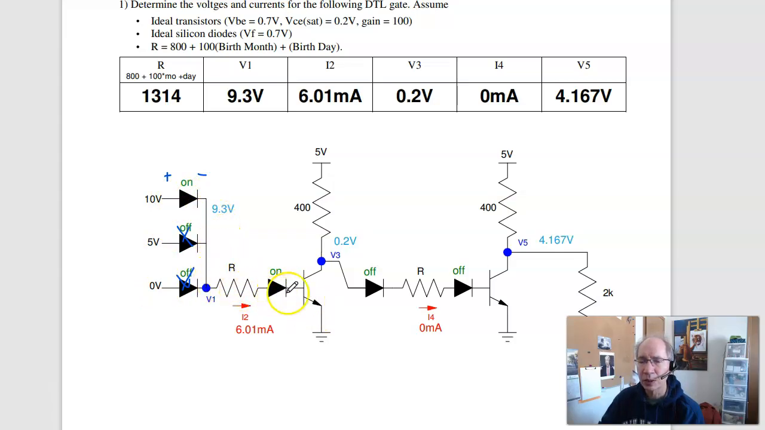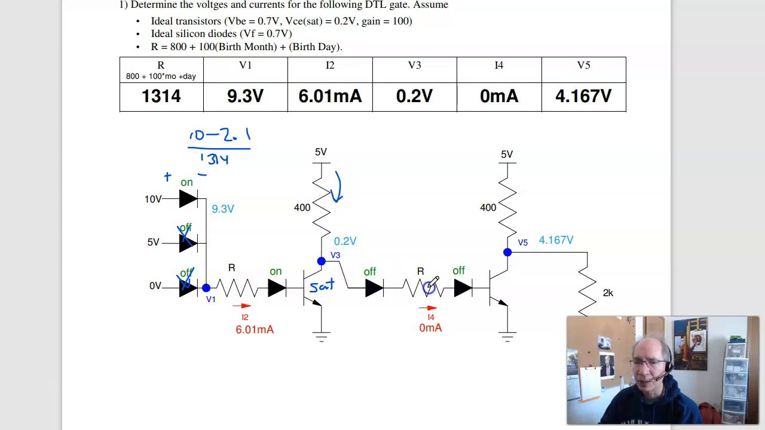I lose 1.4 volts across these two diodes. So the current is your 10 minus 2.1. Again, 10 volts. I've got three diodes in series, divided by R. In my case, that's 1314 ohms. I2 is 6 milliamps. Now, if the current gain is 100, that allows 600 milliamps to flow. I'm only trying to push 10 milliamps, so this saturates. When saturated, it's 0.2 volts.